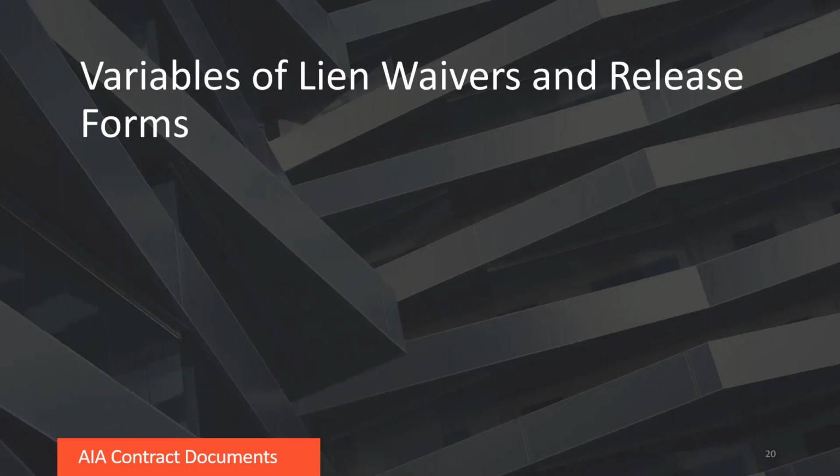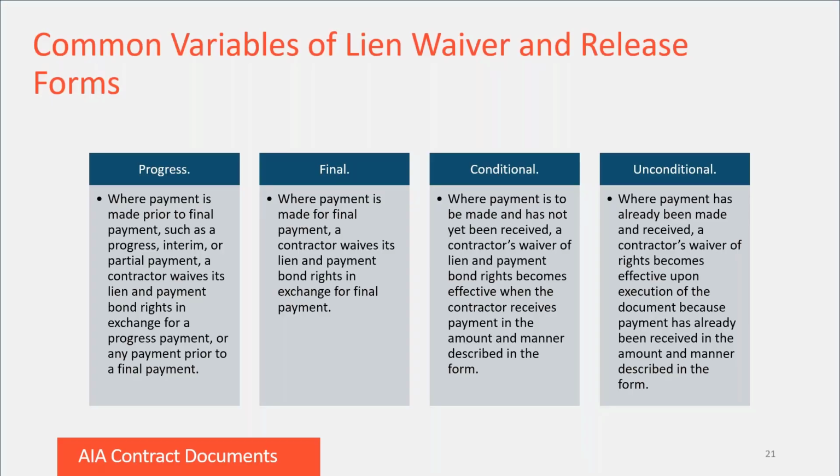Now we can discuss the variables of lien waiver and release forms. There are different variables of lien waiver and release forms that are commonly used throughout the United States. These variables are typically combined in some manner, such as a conditional lien waiver and release for progress payment or unconditional lien waiver and release for final payment. Of these variables, two types relate to the type of payment made to the contractor, and the other two relate to when the waiver of rights takes effect.